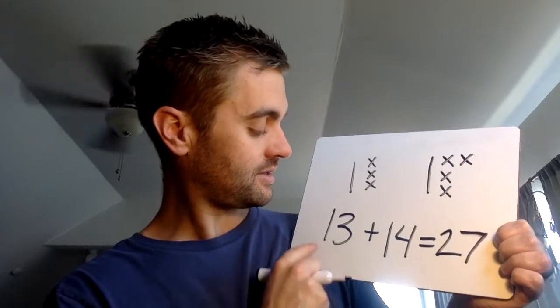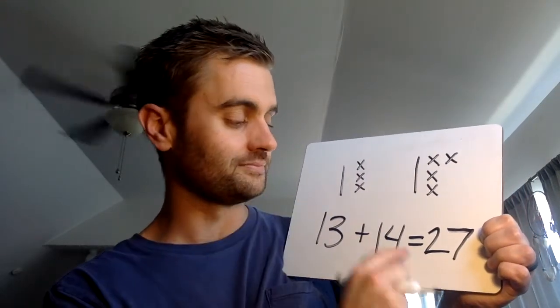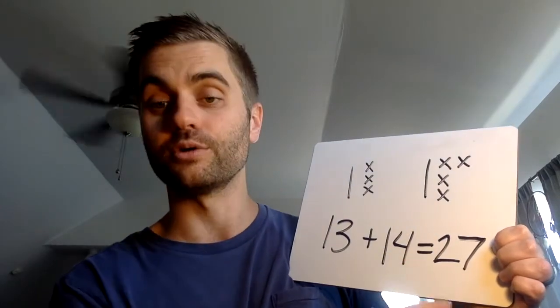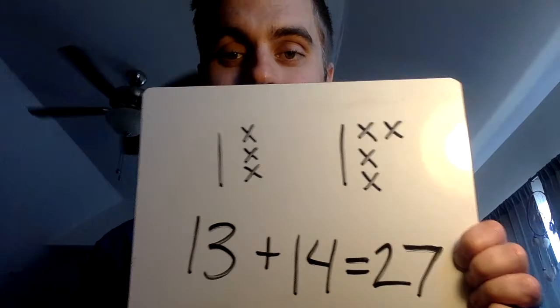Let's read what we have. 13 plus 14 equals our total, 27. You got that? Now we know how to write an equation when we have a picture, but what if we see the opposite, where we start with the equation and we have to draw a picture to find the total? Well, now I'm going to show you how to do that.